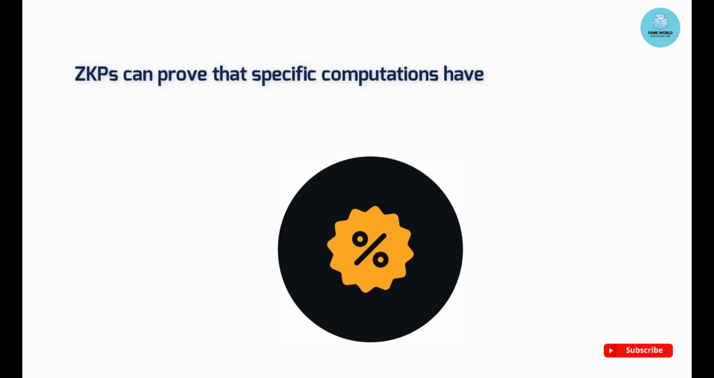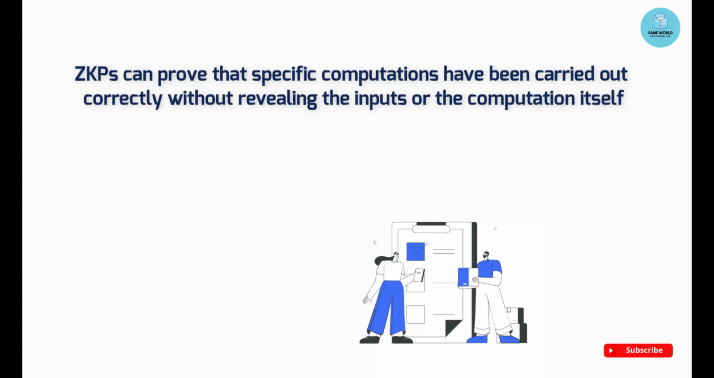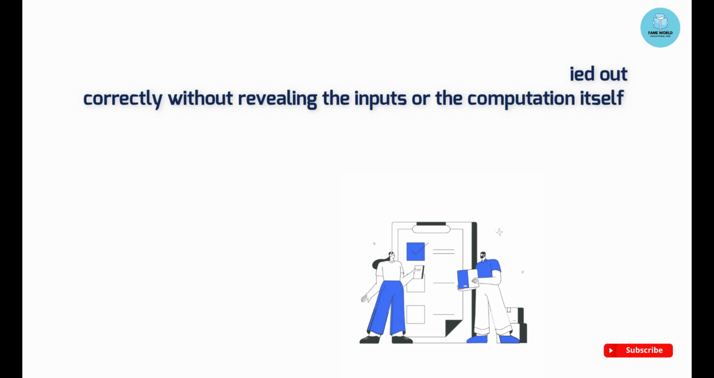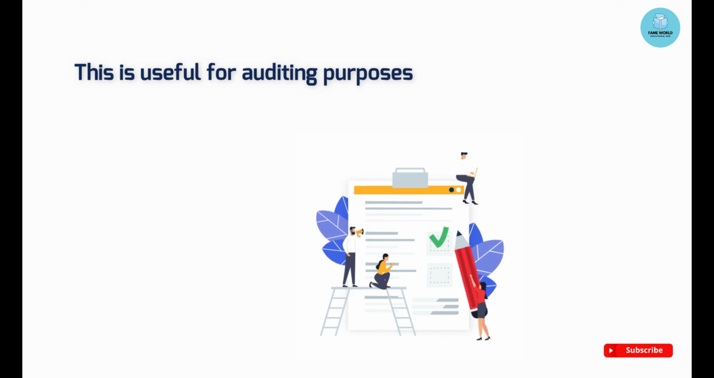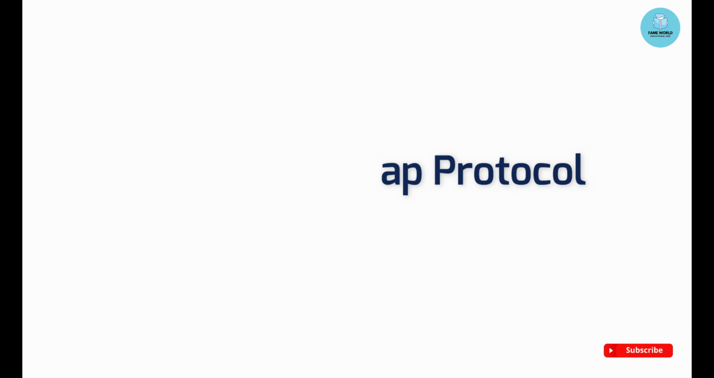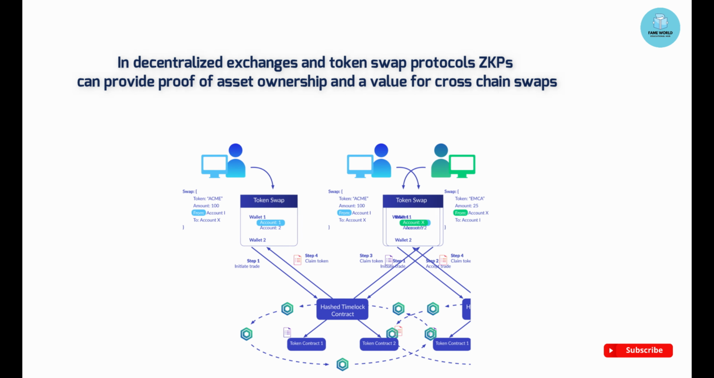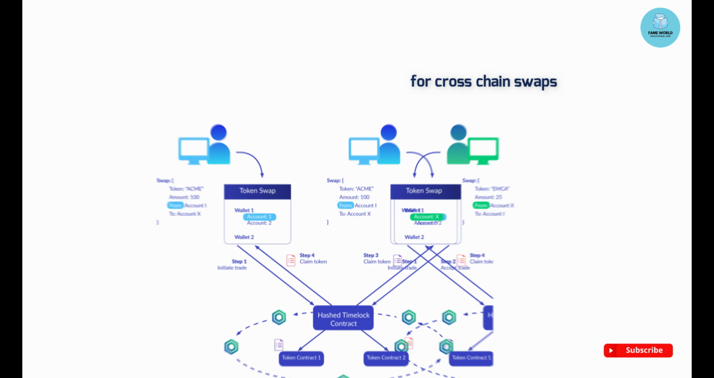Number 13. Auditability. ZKPs can prove that specific computations have been carried out correctly without revealing the inputs or the computation itself. This is useful for auditing purposes. Number 14. Token swap protocols. In decentralized exchanges and token swap protocols, ZKPs can provide proof of asset ownership and value for cross-chain swaps.